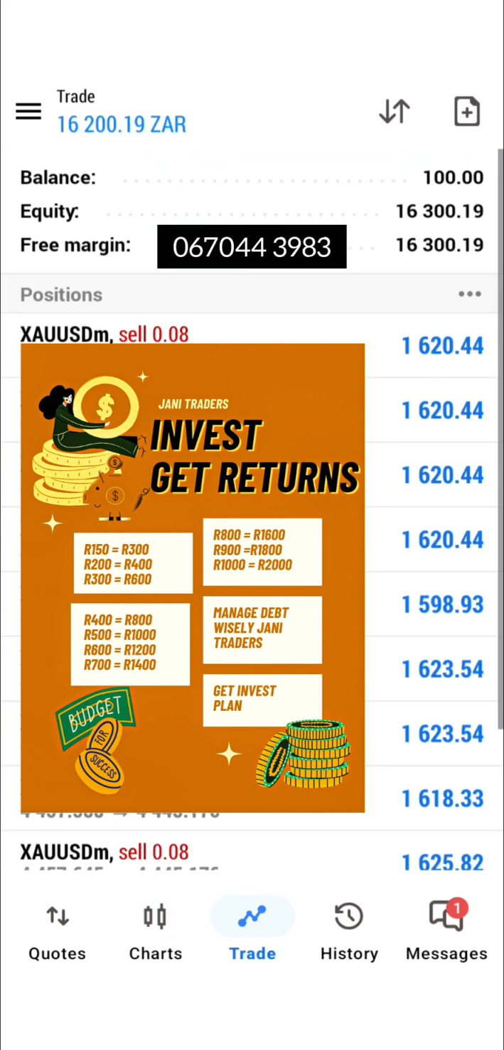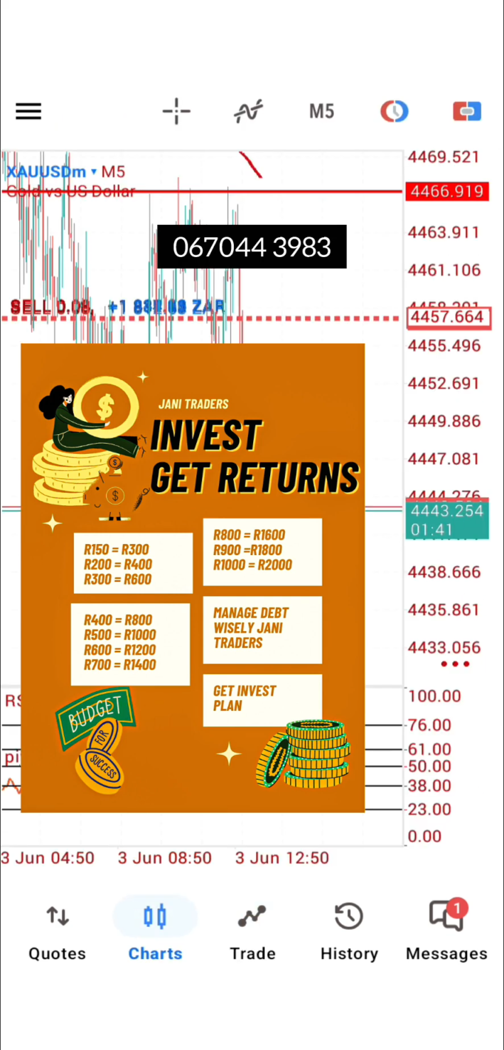So far, we're killing the market like this, guys. Our investments work like this: you fund money in your trading account, and the same amount that you funded, you pay us that amount. If you start with 100 rand, you pay us 100 rand. If you start with 200, you pay 200.